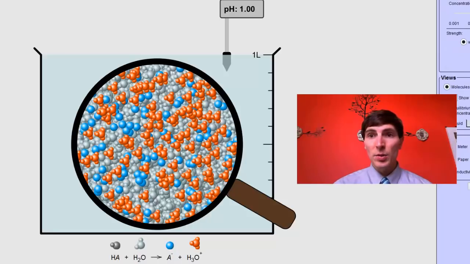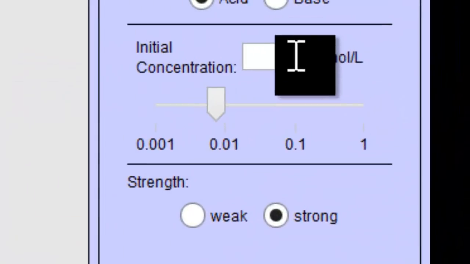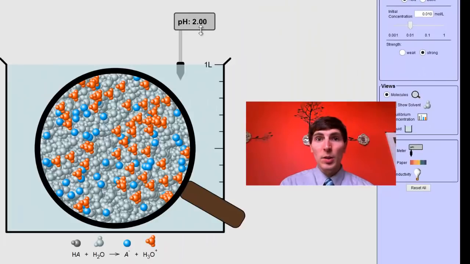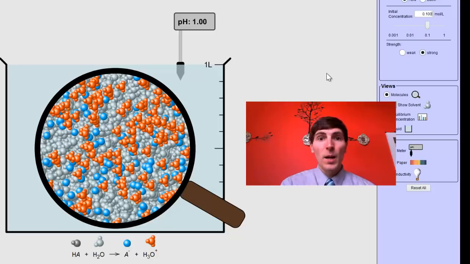Let's go back to strong acid. So let's say I have a concentration of 0.01 molar. And so I still have a pH of 2, very low. Every single one's broken apart. If I were to have 10 times the concentration, so I actually pour in 10 times as much, let's see what that does. 0.1. Notice there's my change in pH. For every 10 times increase, the pH actually changed by 1.